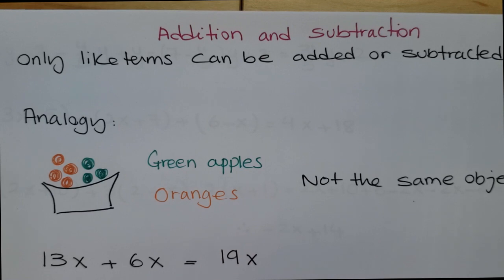That's the same thing in algebra. When the letters or the powers of the letter are different, that means they are different objects. So we cannot add them or subtract them together. They should be exactly the same. They should be like terms.